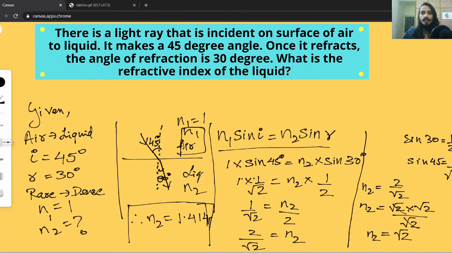So for now, this is the sum that we will be doing on Snell's law. This is how you solve anything that is based on Snell's law. Any one value will be missing, and you need to find the remaining value. Just remember, air's refractive index is generally 1.